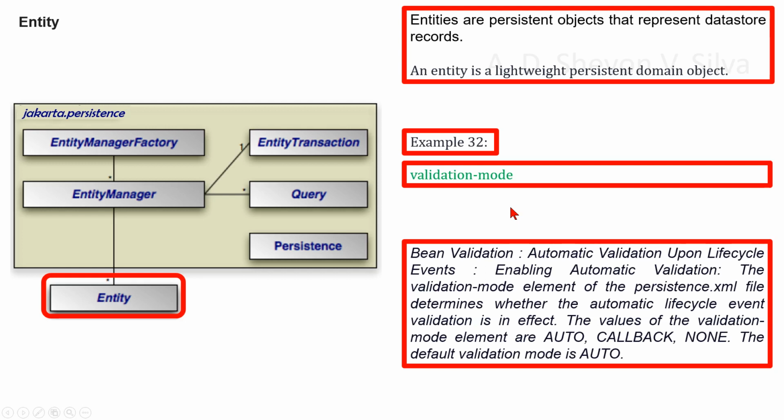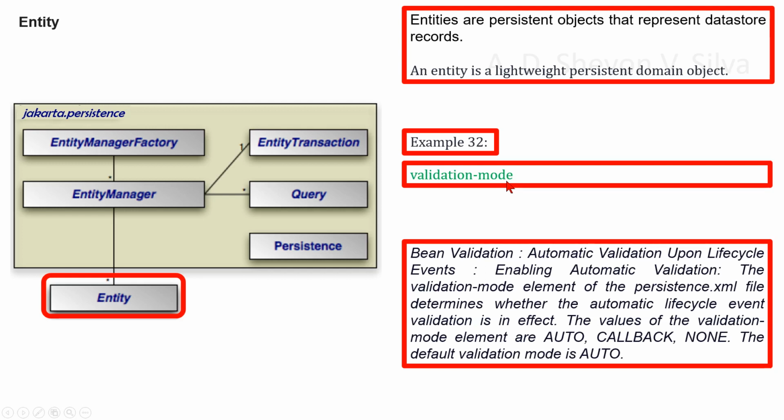If the auto validation mode is specified by the validation mode element or the jakarta.persistence.validation.mode property, or if neither is specified, and a bean validation provider is present in the environment, the persistence provider must perform the automatic validation of entities. If no bean validation provider is present in the environment, no lifecycle event validation takes place.